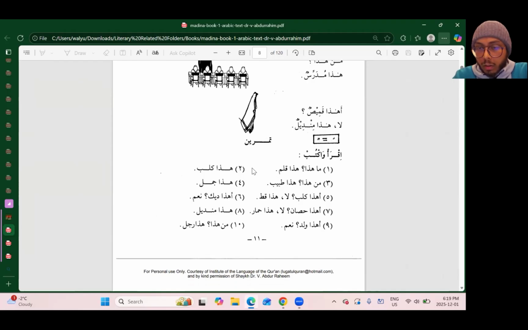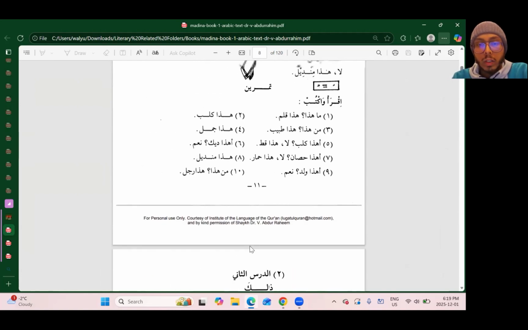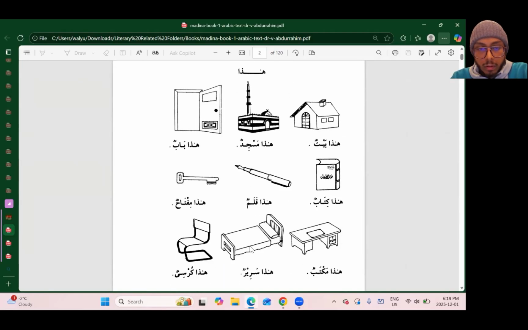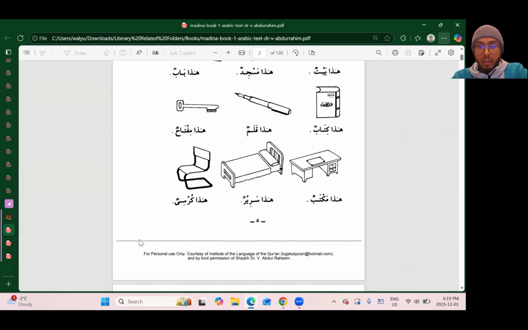More practice. اقرأ واكتب. Read and write. So you're going to read all of this, and then you're going to write all of it. And if you have time, you're going to translate all of it. And that's the end of lesson 1. It's a lot to start with, but it's manageable. The sheikh, Dr. Abdul Rahim, rahimahullah, he did a very good job at structuring this whole series of textbooks. He starts with very simple, bare bones, and then he builds on them, and then things get complicated as you go.